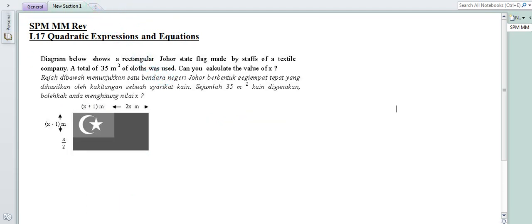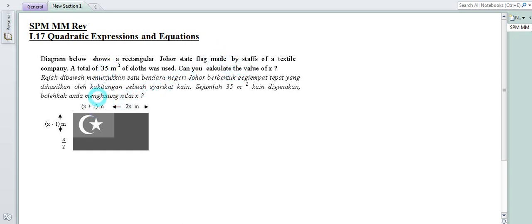Okay, let's look at these questions. The diagram below shows a rectangular hall made by a staff of a textile company. The total area is 35 square meters. We want to find the value of x. So first we need to think. We need to try to form a quadratic equation, then we solve it.